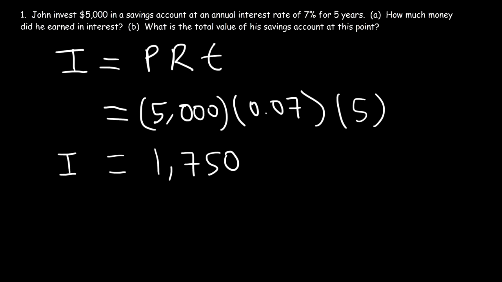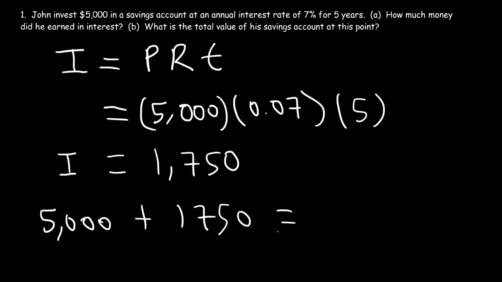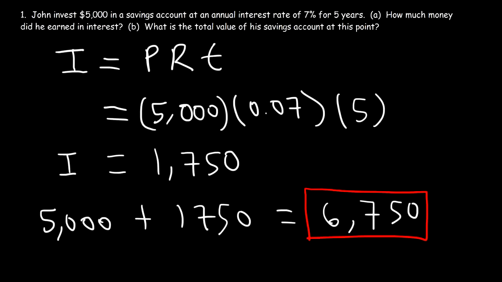Now part B. What is the total value of his savings account at this point? So keep in mind, he initially put in 5,000 and his account was credited with 1,750 in interest. So his total account value at this point is $6,750. So that's how much money he has in the account at the end of 5 years using the simple interest formula. So this is the answer for part B, and this is the answer for part A.